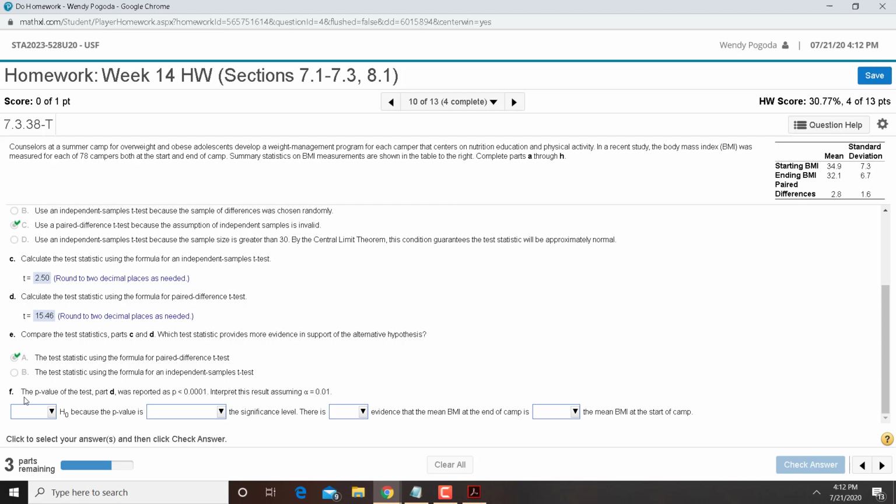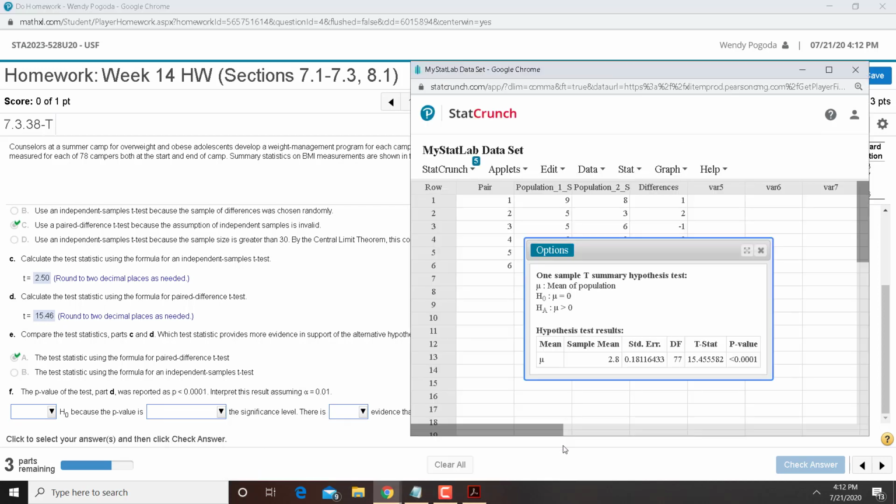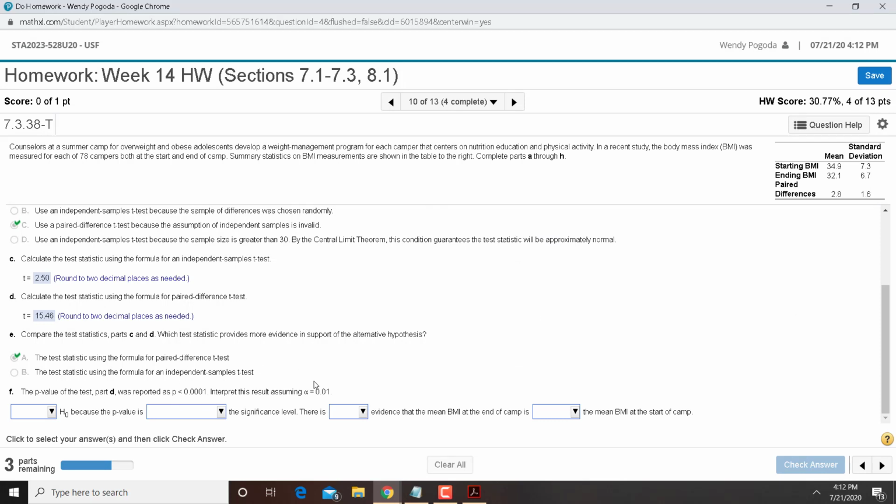All right, the p-value for the test in part 2 was reported to be almost 0, and we can actually see that ourselves. The p-value was 0.0001, or actually it's less than that. It's very tiny. Interpret this at a 1% significance level. Well, clearly alpha is bigger than p, so you're going to reject H0 because the p-value is less than the significance level. Significance level just meaning the alpha value.